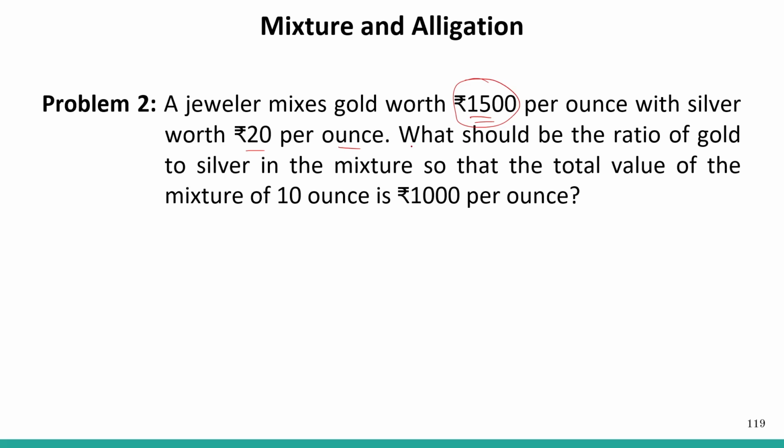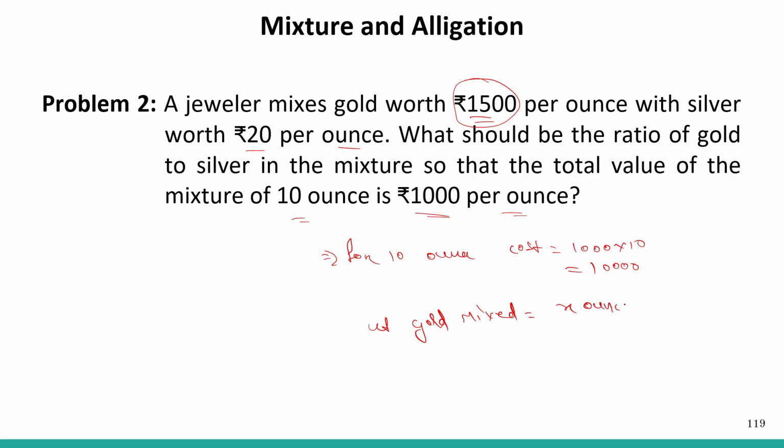So what should be the ratio of gold to silver in the mixture so that the total value of the mixture of 10 ounces is 1000 per ounce? Okay, so if for 10 ounces it is 1000 per ounce, then the cost will be 1000 into 10, that is equal to 10,000 rupees, right? So let's say we mix X ounce of gold.